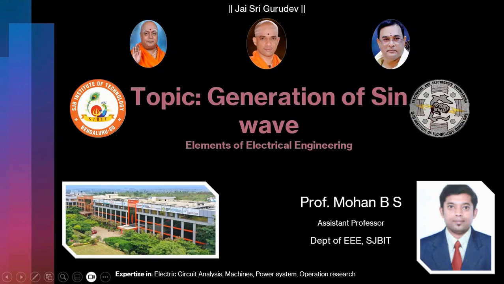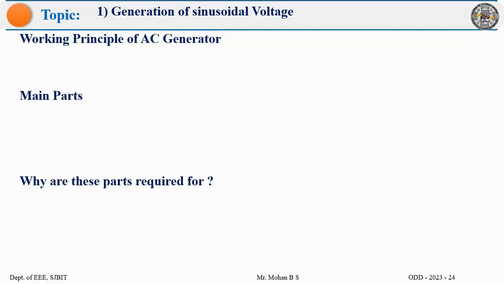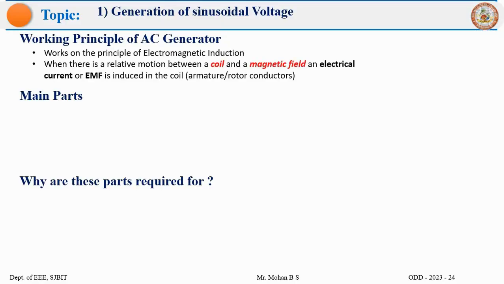In this video, you'll be able to understand how we are generating a sinusoidal waveform in any generating power plant, and also some of the important characteristics of generation. So let's see here the working principle of AC generator, main parts, and why these parts are required.